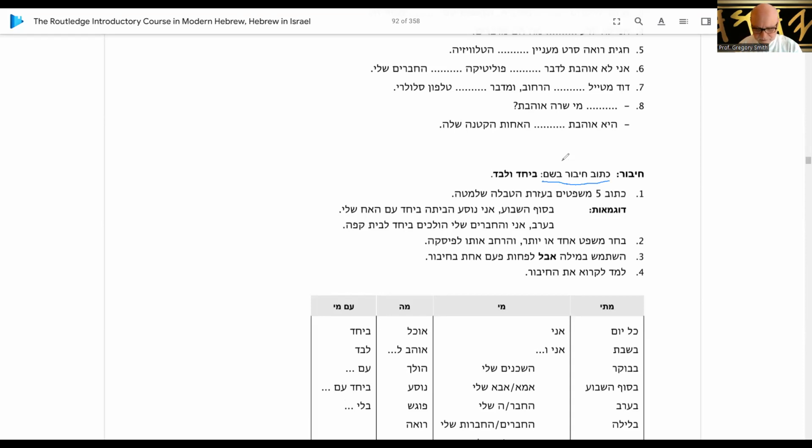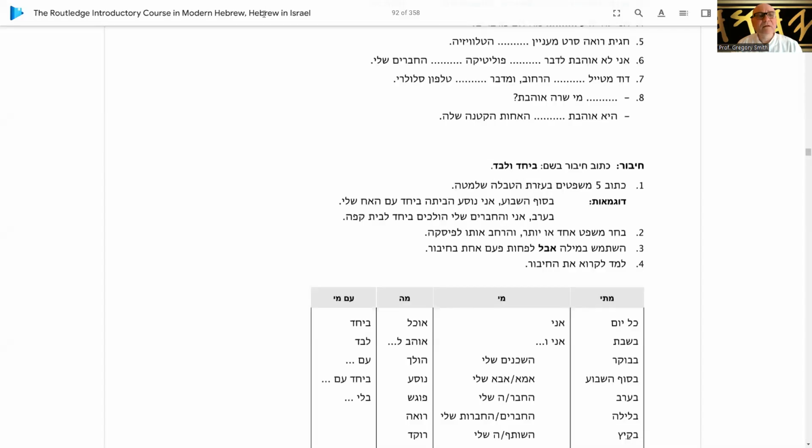כתוב חיבור בשם. This does look like hibur. Katuv hibur bashem. Okay, in the name, with the name. Beyachad, levad. Okay, so together and alone. So basically, it looks like we're going to take some of these words here. I don't think I've got an answer key on this one.